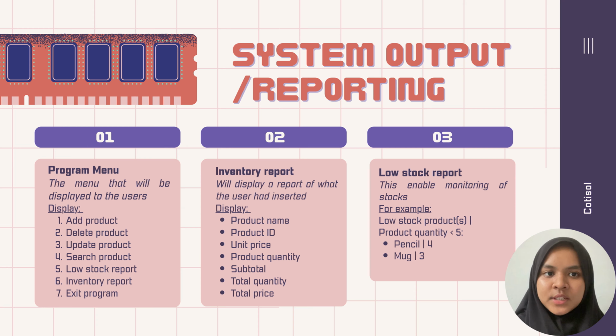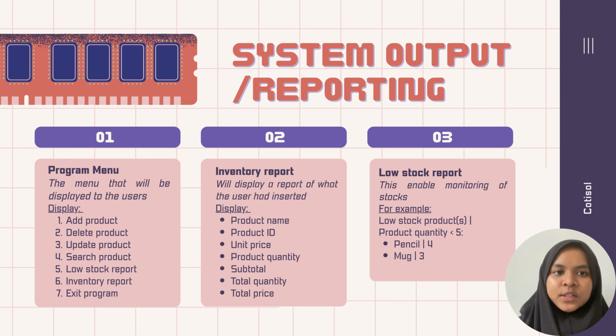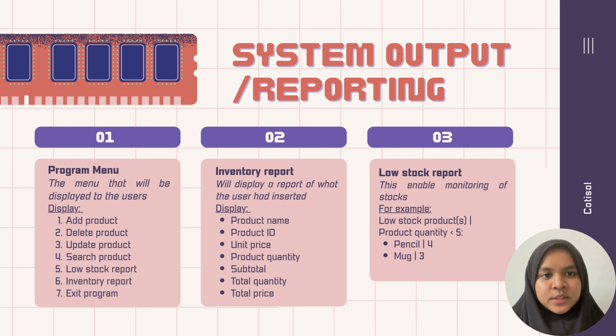add products, delete products, remove product, and also search for product. And they can also generate a report on the low stock report and inventory report. And once they have done all the things that they want to do, they can, of course, exit the program. An inventory report is basically a full report of what the users had entered previously. To display the information, we'll be using the form of a table to show it more systematically.